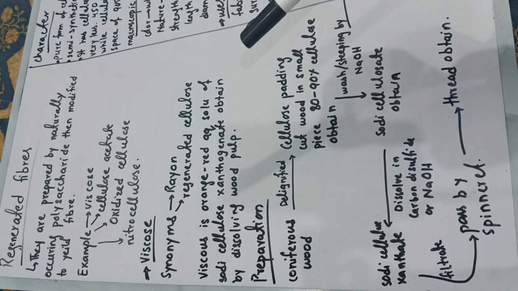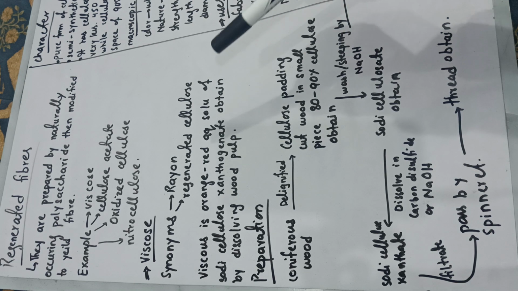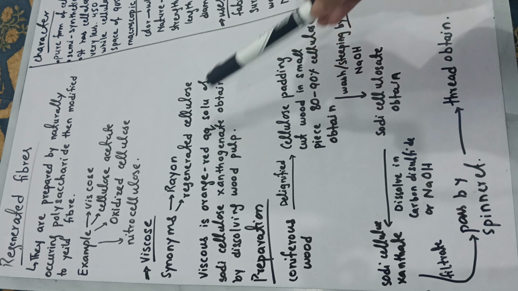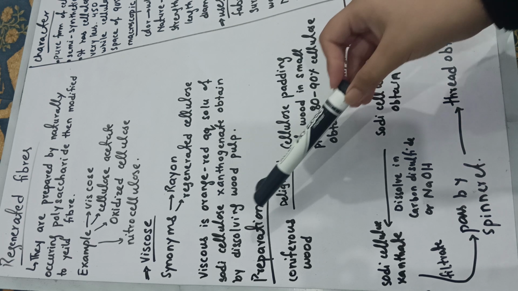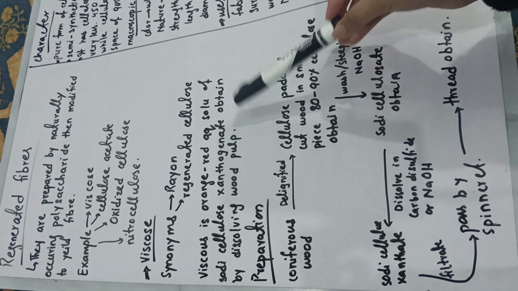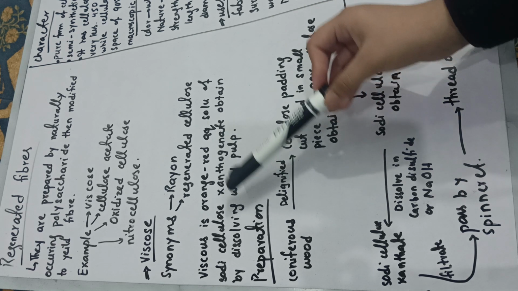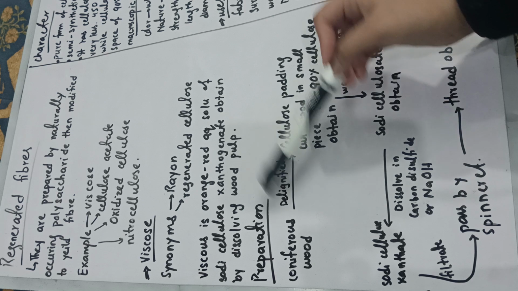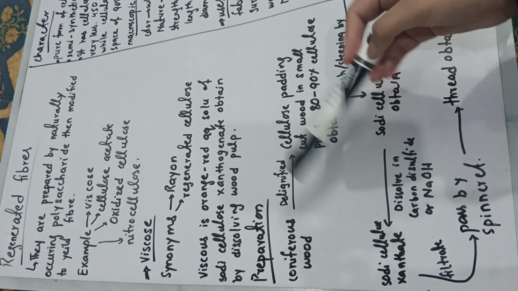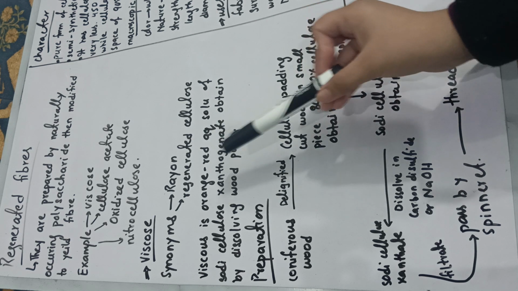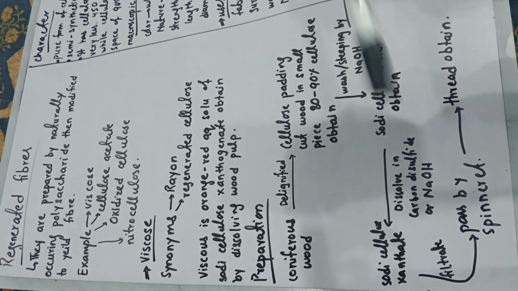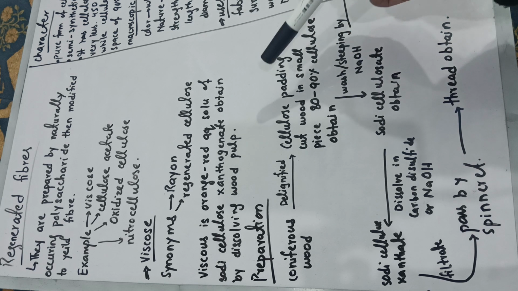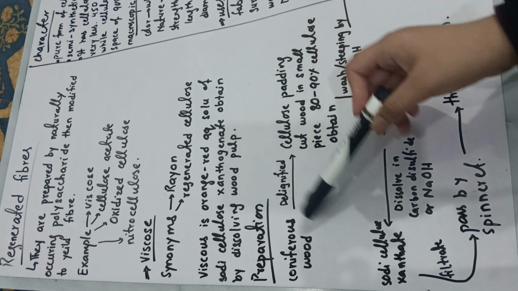So the first example we will discuss in this lecture is viscose. Viscose's synonyms are rayon and regenerated cellulose. Viscose is an orange red aqueous solution of sodium cellulose xanthate obtained by dissolving wood pulp. So how to prepare it? This is a solution form. First of all we will prepare this solution form, and after that we will convert it into thread form.